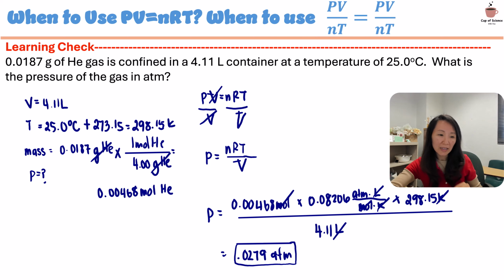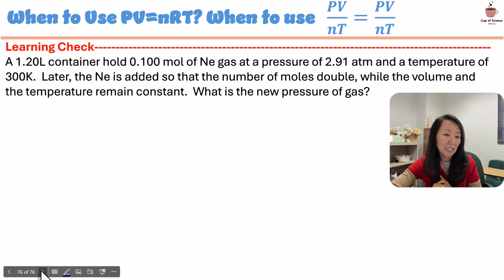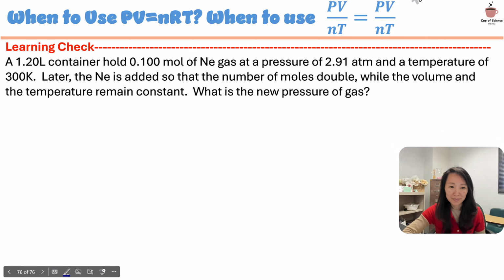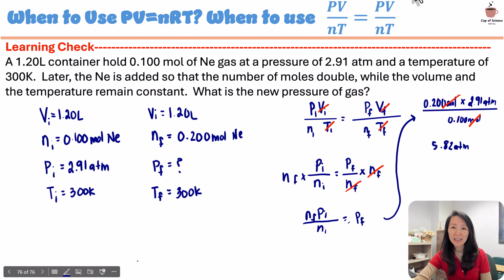So you're going to try the next one, this learning check, and come back and check the key. Here we use P1V1/n1T1 is equal to P2V2/n2T2 since there are 2 moles. The initial state is 0.100 and it has doubled, meaning multiply this by 2. The pressure initially is 2.91 and now we're looking for the new pressure with the increased amount of moles. So I have my setup here and the final answer is 5.82.